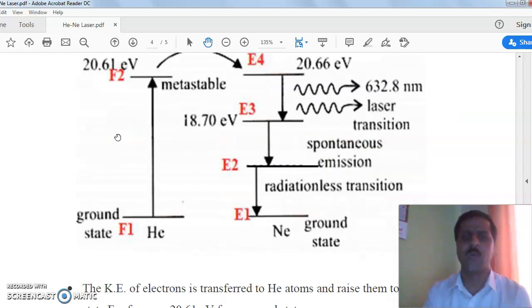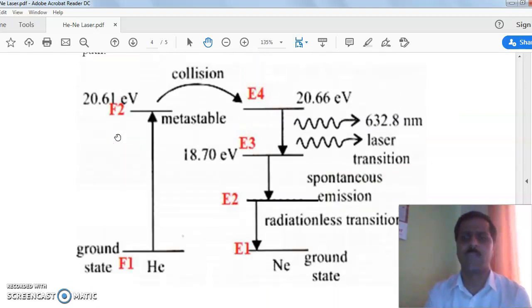I am showing you here the energy level diagram for helium and neon. The helium atom, in comparison to neon, is lighter. The energy level diagrams of these two we draw here separately and connect them by collision. Why? Because first, helium atoms are excited to the excited state.